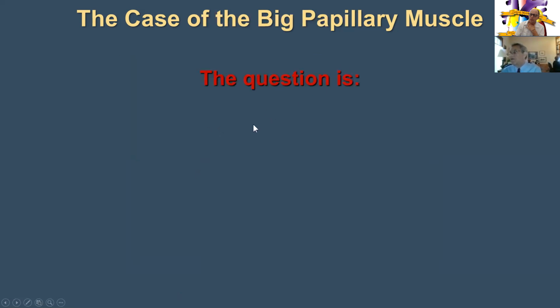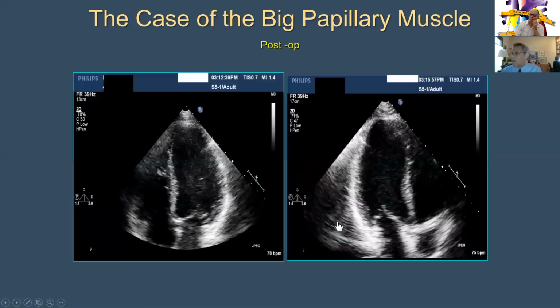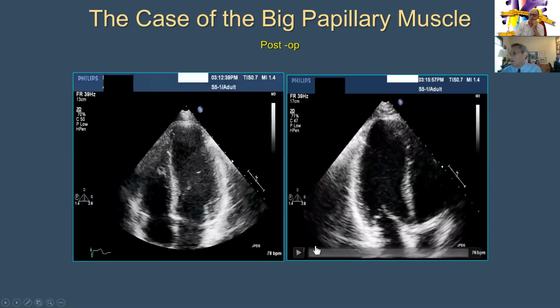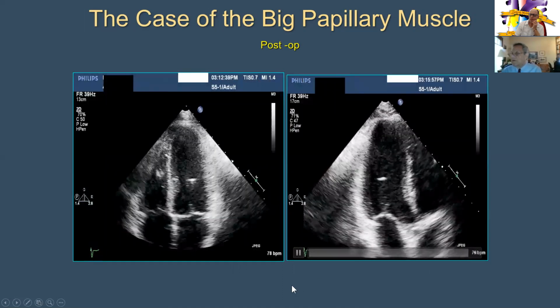The question is, does he have hypertrophic cardiomyopathy? Turns out he was myosin-binding protein C3 positive without hypertrophy, but he had that papillary muscle, which contributed to the outflow tract obstruction. Here, post-operatively, there's no systolic anterior motion. And here, again, no evidence for systolic anterior motion.